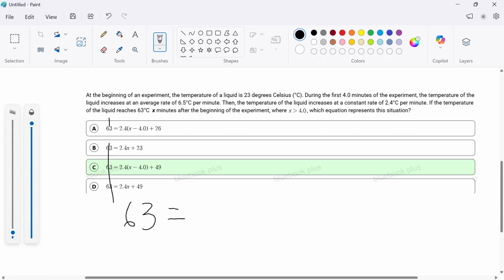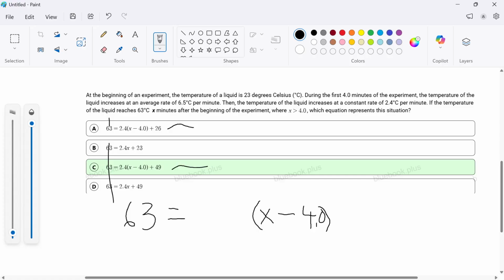And then I know the amount of degrees it increases in the first 4 minutes, and I have to account for those 4 minutes, so I'm going to have to say x minus 4, because I've already used up those 4 minutes, so I've already calculated those 4 minutes. They're not going to stay in part of the x. I'm subtracting 4 from it because I know what happened in those 4 minutes. So it's either going to be this one or this one.